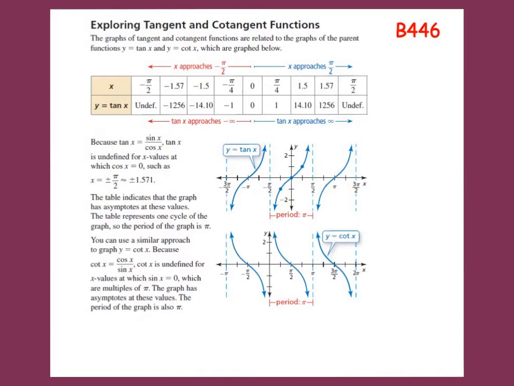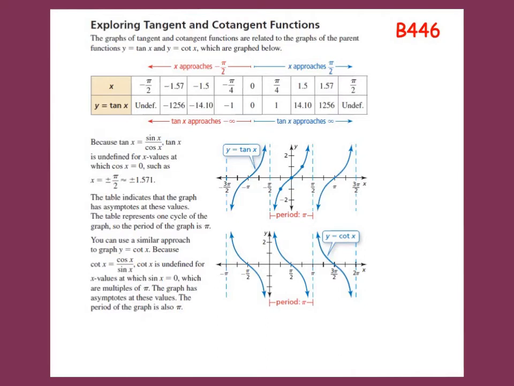Now we are going to look at the cotangent function, which is the reciprocal function. You can use a similar approach to graph y equals cotangent x, because cotangent is the reciprocal of tangent, so it's cosine x divided by sine x. Cotangent x will be undefined for x values where sine x is equal to 0. So you can see that at the y-axis, as well as at pi, 2 pi, and negative pi, we have our asymptotes for cotangent x.